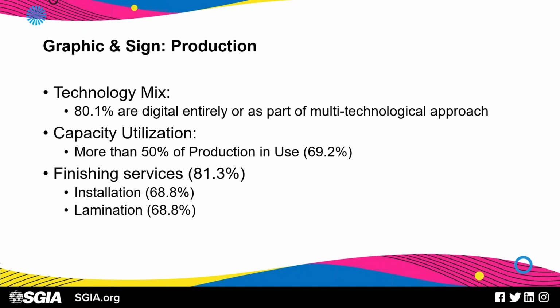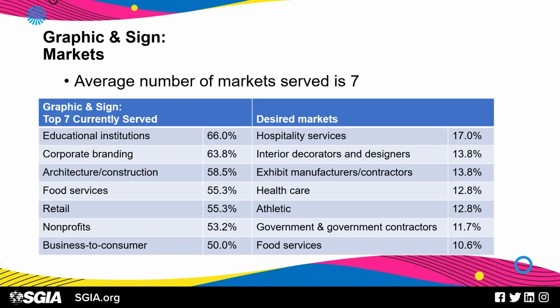Besides installation and lamination, they also provide grommeting, mounting, and die cutting services. This is on the production side. What about the markets they serve? The average number of markets is 7.